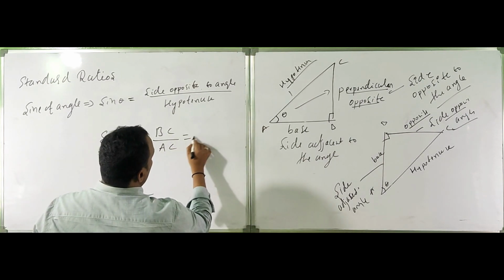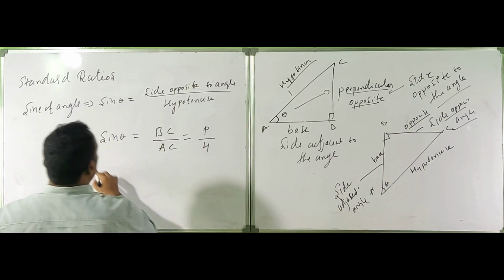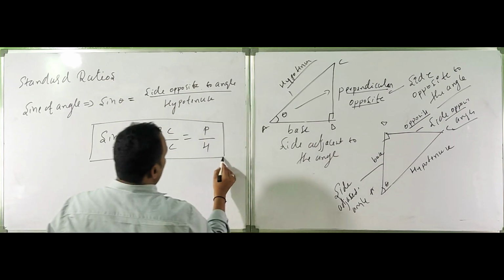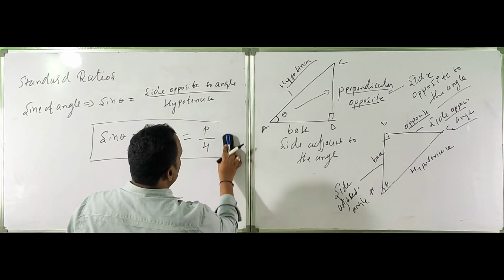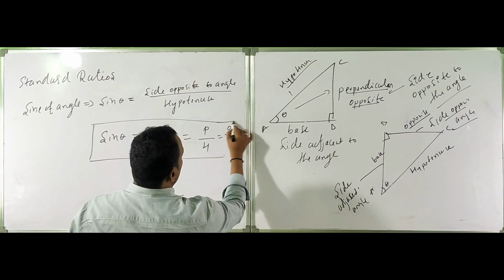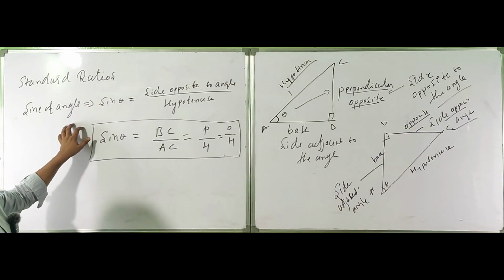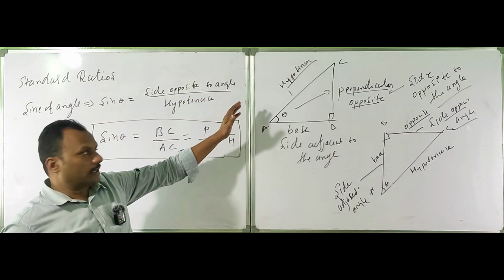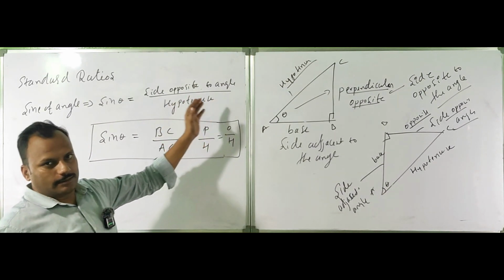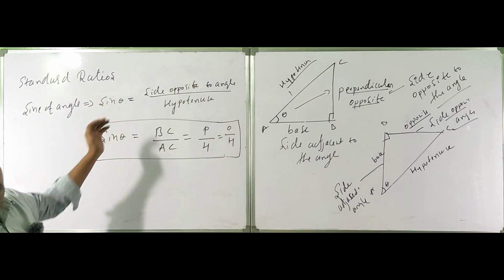You can also write this as perpendicular by H, or opposite by H, O by H, where O means opposite. For the sine of the angle, sin theta is the side opposite to the angle divided by the hypotenuse. The ratio of the opposite side to the hypotenuse is called the sine of the angle, or sin theta.